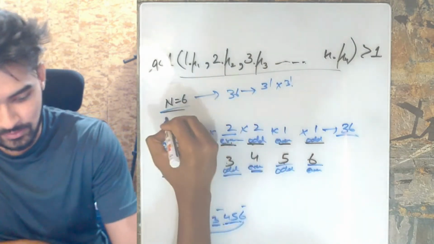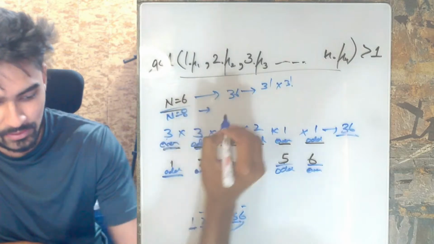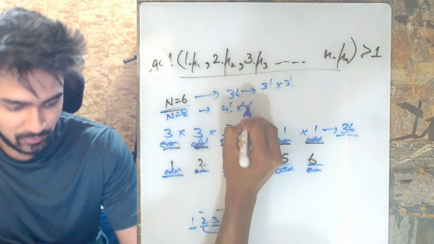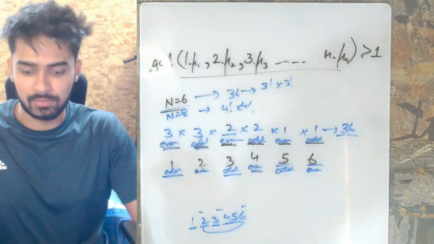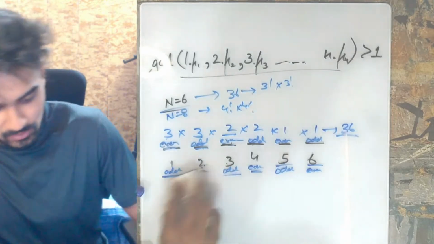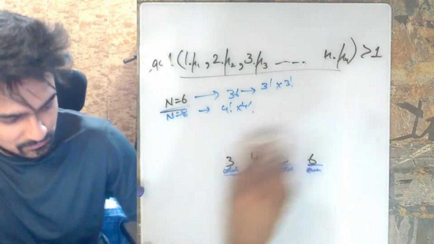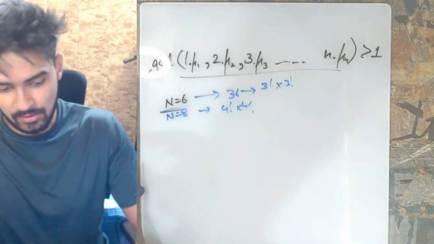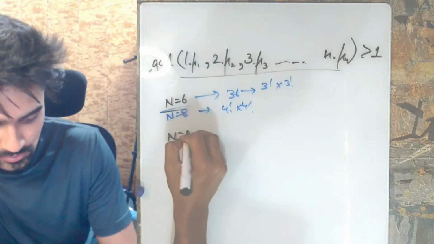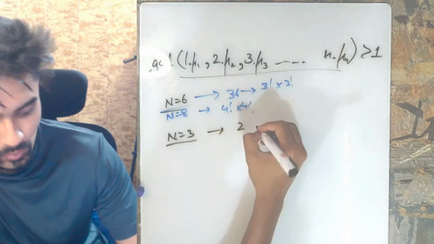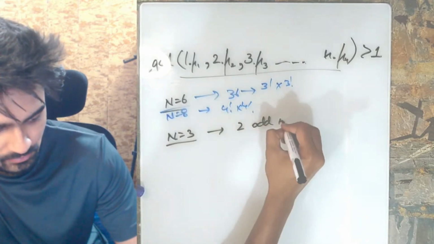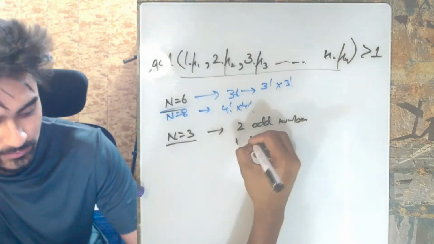And hence we can say for n equals 8 also, it will be similar only, 4 factorial into 4 factorial. But what about an odd number? Now let's see for an odd number. Let's say we had n equals 3. If we had n equals 3, in total you had 2 odd numbers and 1 even number.